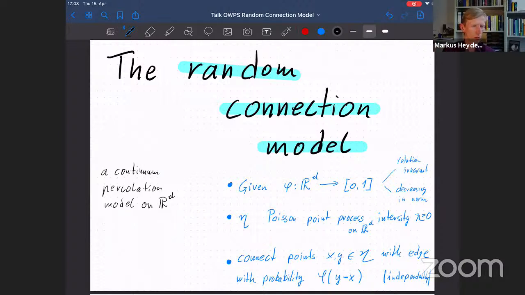The Poisson point process, I've used the notation eta. It should have an intensity now, and this time we want to play with the intensity. So in a way, the intensity has a similar character as the beta in the previous talk, but think of lambda small, meaning very few points, and lambda large, there are lots of points.